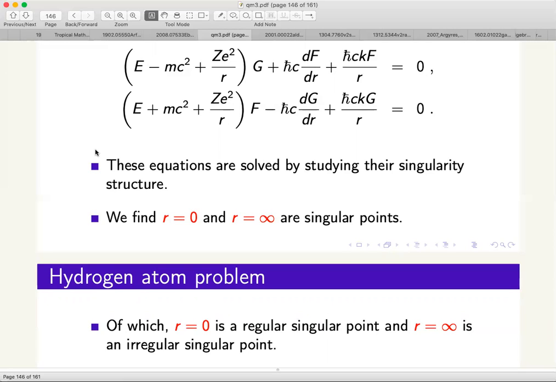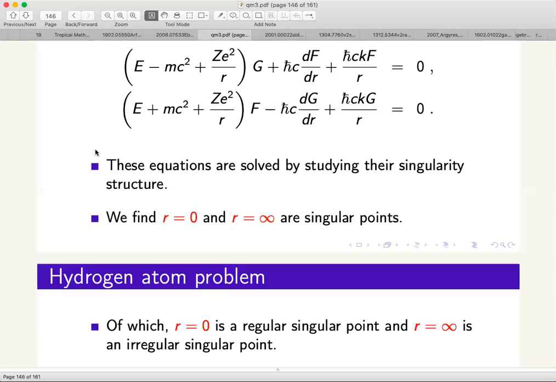In this case, the same analysis would be done in the following way. Suppose r equals r naught is a singular point generically. Then you ask the question: is P singular at r equals r naught, and is Q singular at r equals r naught? If the answer is no, neither of them is singular, then you would call it an ordinary point. If any one of them is singular, then you will call it a singular point. So at least one of them has to be singular for it to be a singular point.